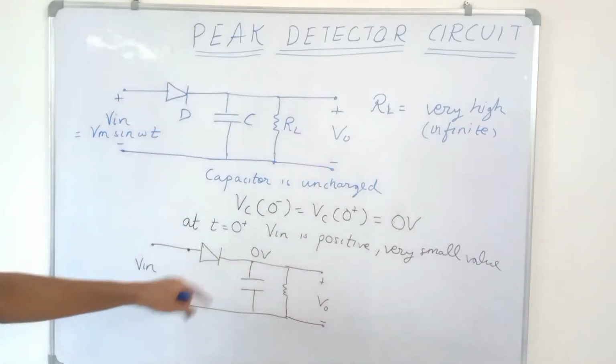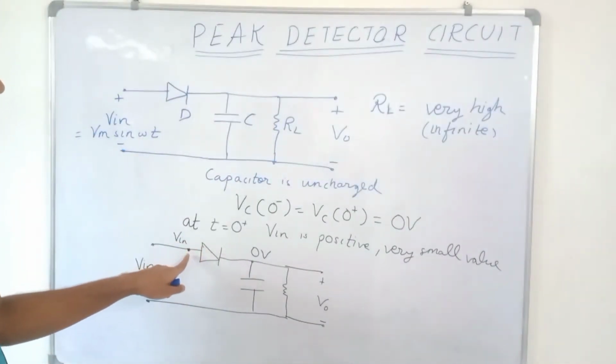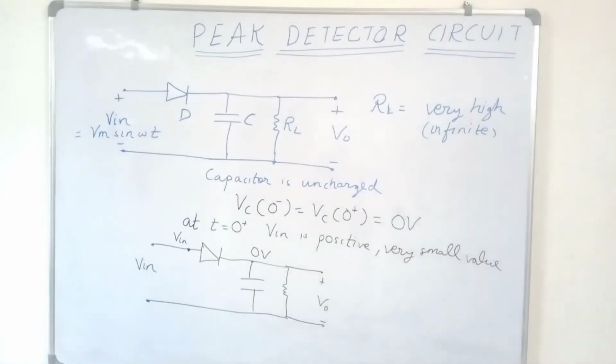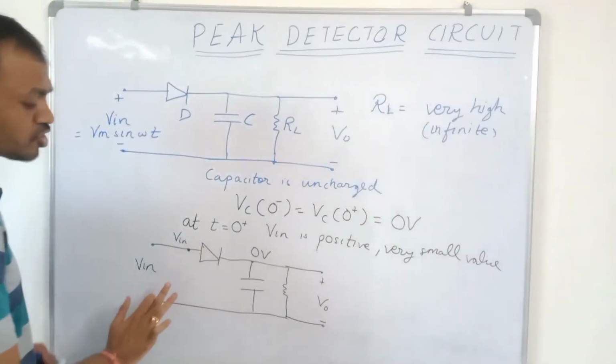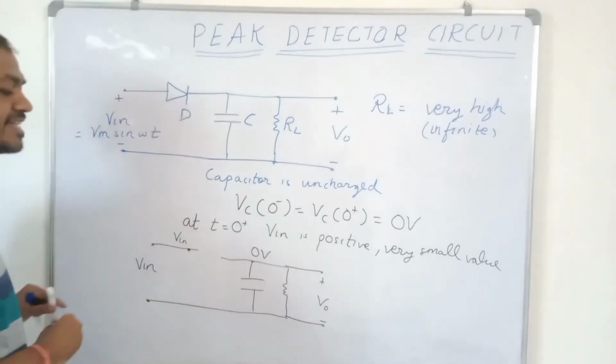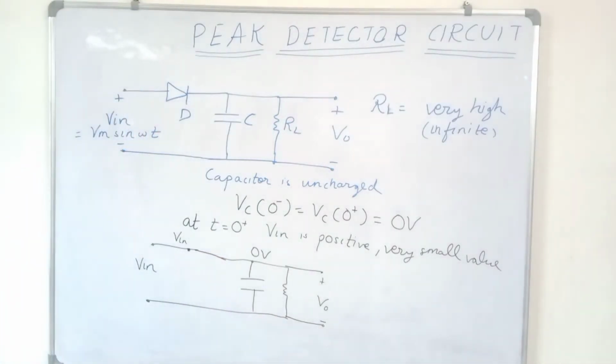At t equal to 0 plus, I have drawn this circuit. This voltage is equal to Vin and this voltage is equal to 0 volt. So the positive terminal of the diode is connected to a positive value and the negative terminal to 0 volt, so the diode will be forward biased. We can replace the diode with a short circuit because the diode is forward biased and we have assumed that the diode is ideal. This is the circuit at t equal to 0 plus.